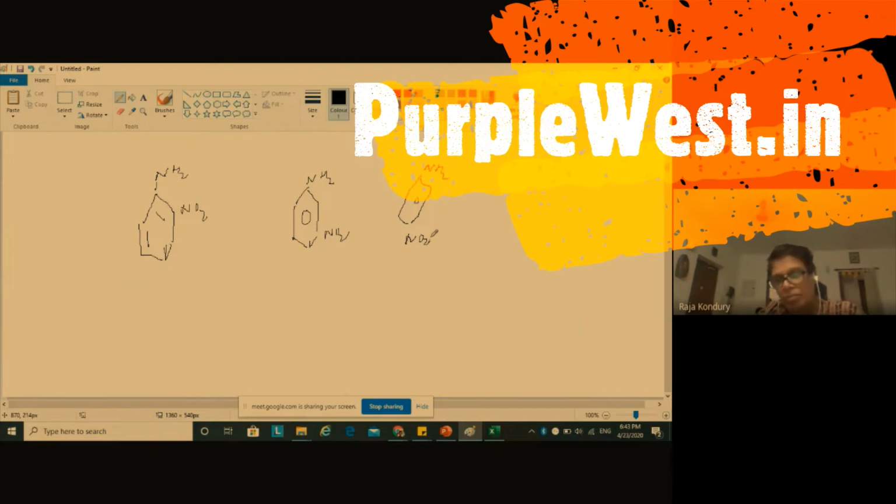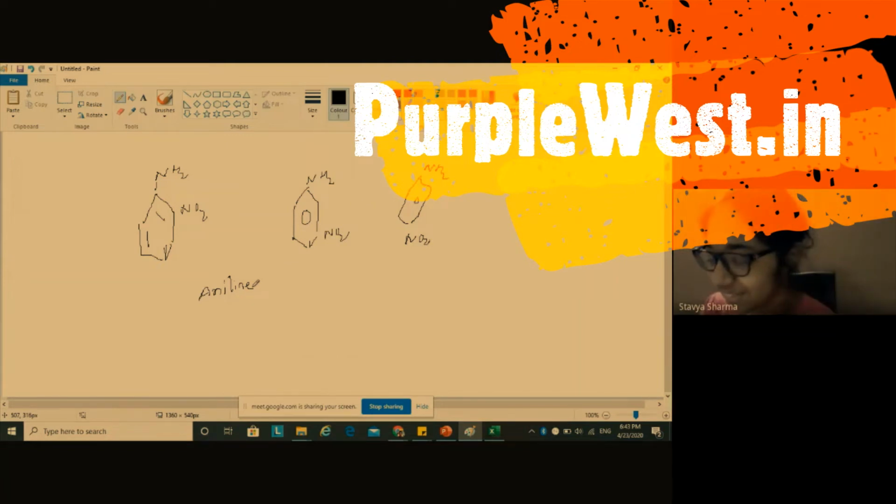Done? Yes. Okay. Will this compound be able to show plus R effect or minus R effect, whatever is correct? Do you think this compound can show plus R or minus R effect? Which one? All these same compounds? Yes or no? It's as simple as to tell the answer. Will this compound be able to show resonance or not? No. Why not?